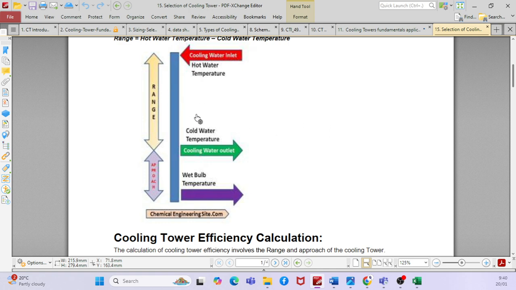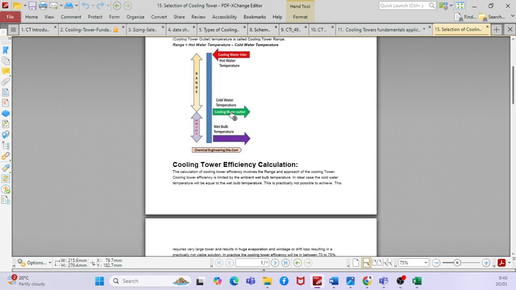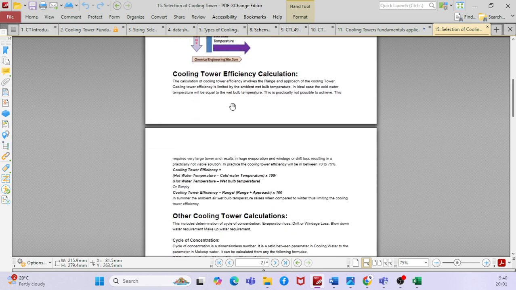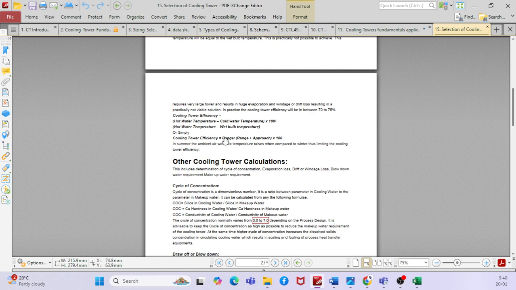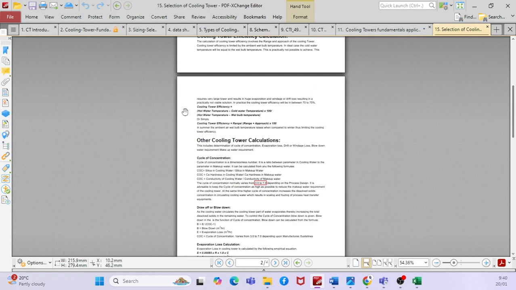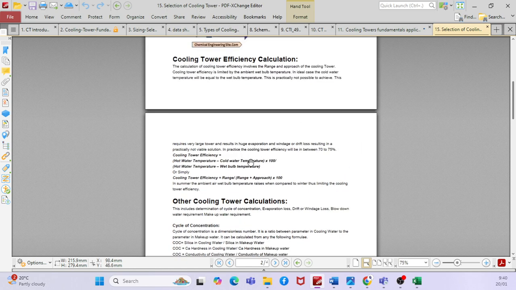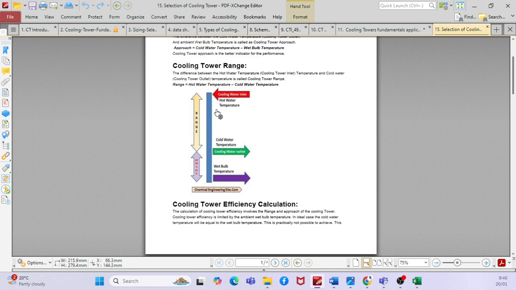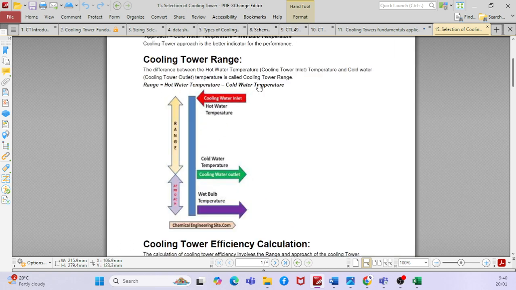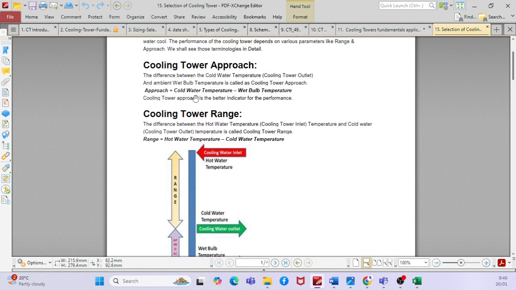So this is the range. Normally, whenever you see any project, you may calculate the cooling tower efficiency. Then you will be calculating the range. Range is nothing but hot water minus cold water temperature. Then you have the approach: cold water temperature minus wet bulb temperature, right?